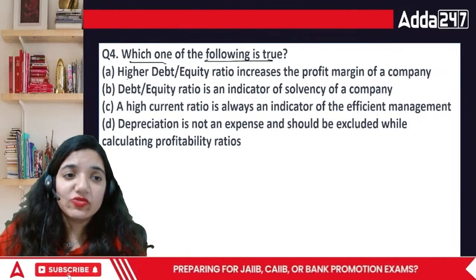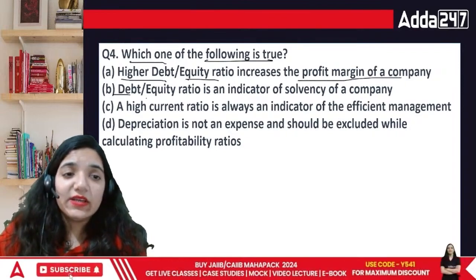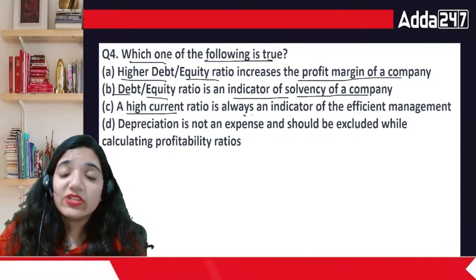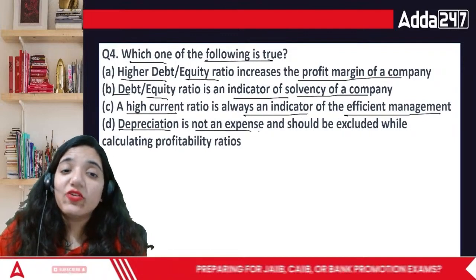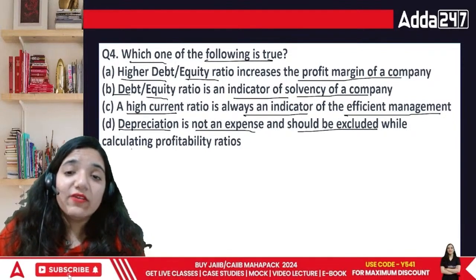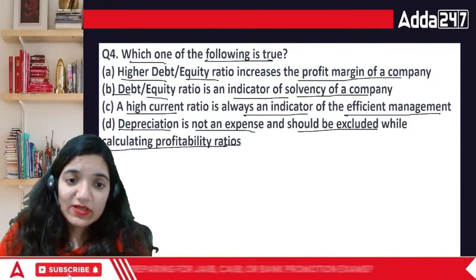Which one of the following is true? Higher debt equity ratio increases the profit margin of the company. Debt equity ratio is an indicator of solvency. A high current ratio is always an indicator of efficient management. Or depreciation is not an expense, should be excluded while calculating profitability ratios.